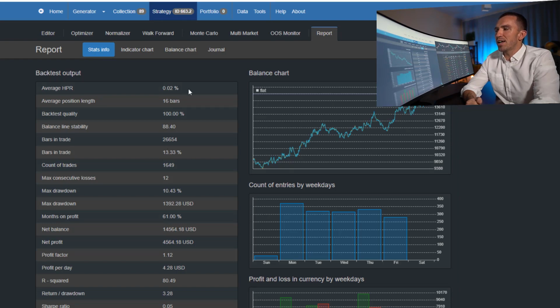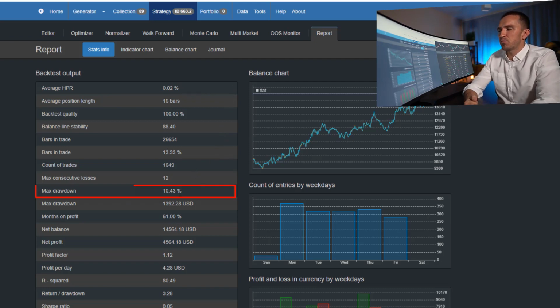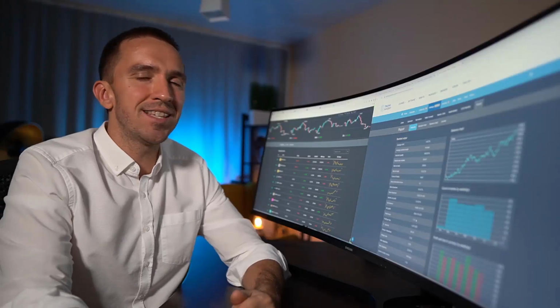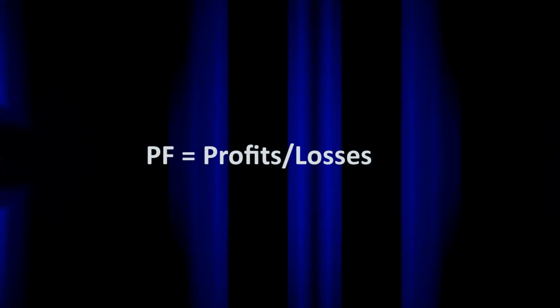We can see right here plenty of statistics. The ones I usually look at are the maximum drawdown, 10%. I guess it is that one or that one. We have as well a profit factor of 1.12, which is pretty decent. So the profit factor is all the profits divided by all the losses.